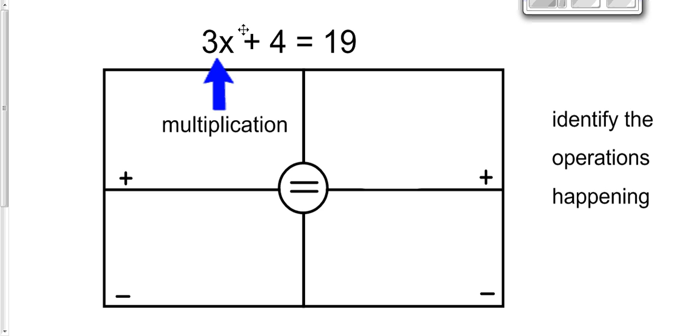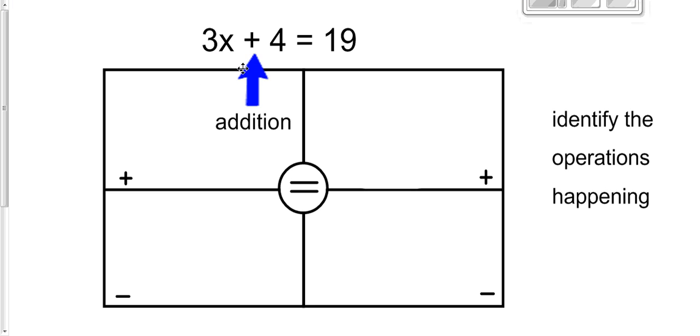Notice that we have multiplication here between the 3 and the variable. We have addition right here, plus 4. Okay, so the two opposite operations that we're going to perform would be subtraction, because subtraction is opposite of addition, and division, because division is opposite multiplication.